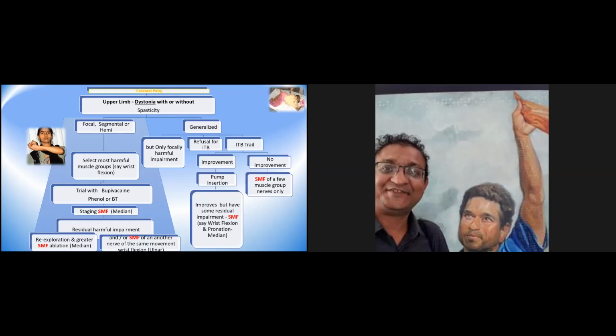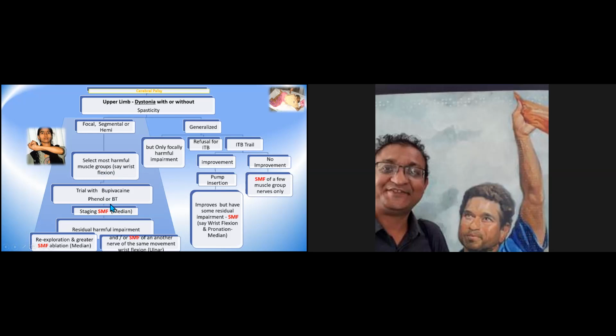So again, I would talk not about the generalized one, where the intrathecal baclofen pump is the most important. However, when they refuse, in some cases we go for SMF. Otherwise, for a focal or segmental or hemidystonia, we have to select the most harmful one, and that muscle group, for example wrist flexion, then trial with bupivacaine or sometimes botulinum toxin or sometimes phenol. With that, we see how good the relief is.